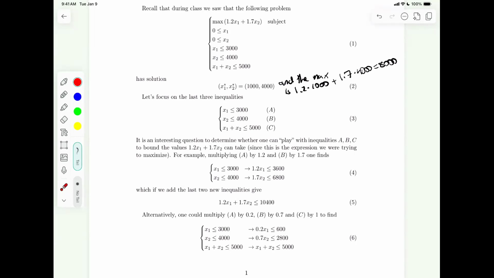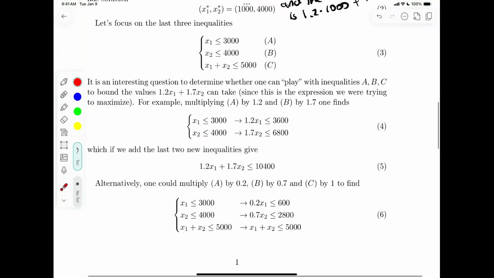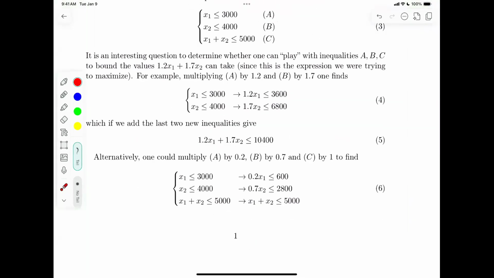So how, and again, there could be more than one way to do it, but let me show you one thing that you could do. I want to think of 1.2, it's kind of silly, as 0.2 plus 1, and think of 1.7 as 0.7 plus 1. Why do it that way? Because if I do it that way, then I'll multiply the first inequality by 0.2, right? So I get this. I'll multiply the second inequality by 0.7, so I get this, and I'll leave the third one alone, or multiply by 1 if you would like.